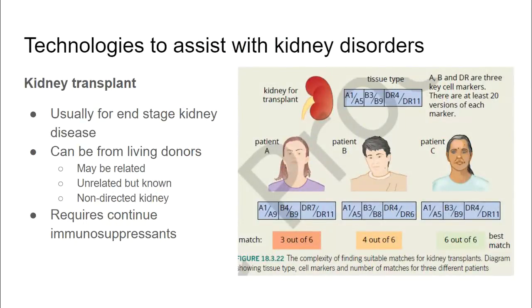We may also have people with impairments to their kidney function undertake a kidney transplant, and this is usually for end-stage kidney disease. The kidney may come from living donors, who may be related, unrelated but known to the person, or a non-related donor. However, a kidney transplant does require the continued use of immunosuppressants, and we look for the best match so that rejection doesn't happen, and the person can live with the donated kidney for much of their life.